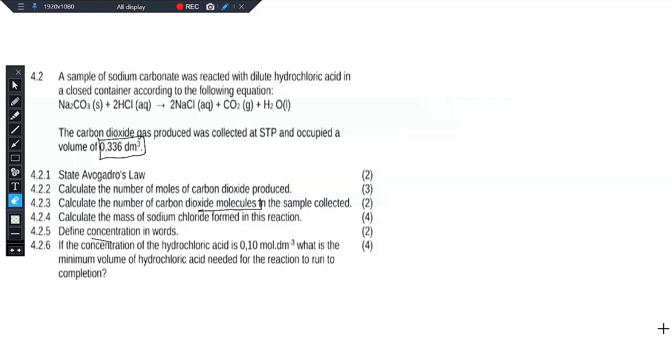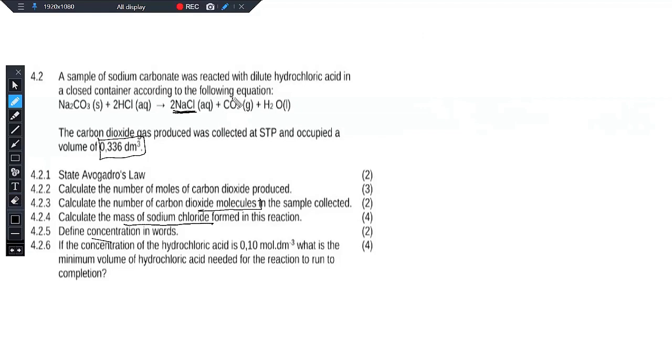So the one thing that you learned is that number of moles and number of molecules is not the same. Then 4.2.3 says calculate the mass of sodium chloride formed in this reaction. The mass of what? Sodium chloride. Which one is sodium chloride? Sodium chloride is NaCl, right? And then we have already determined the number of moles of carbon dioxide. Now, we always say that stoichiometry is not straightforward. So this is the case.